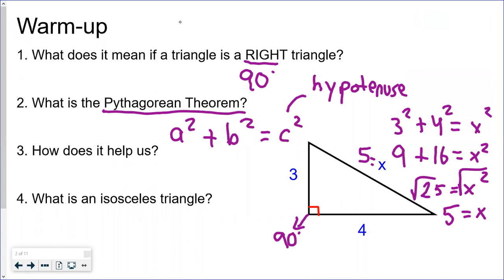Can someone unmute and tell me what isosceles triangle means? When at least two sides are the same. Yeah, good job. So isosceles means two legs or two sides are the same length.